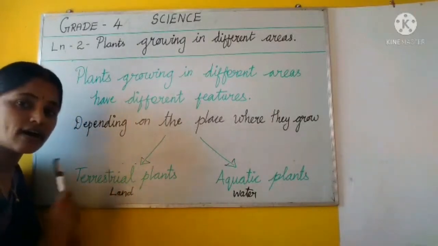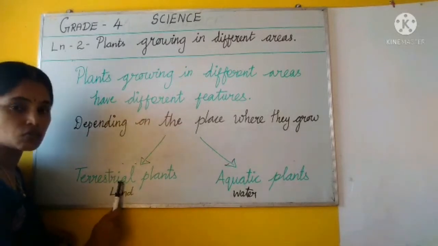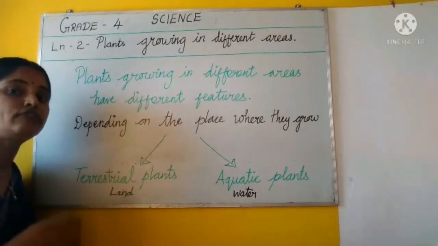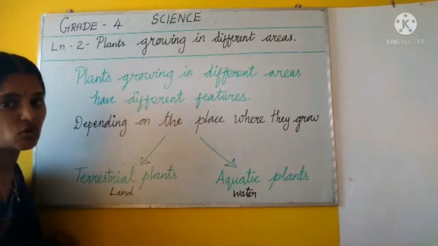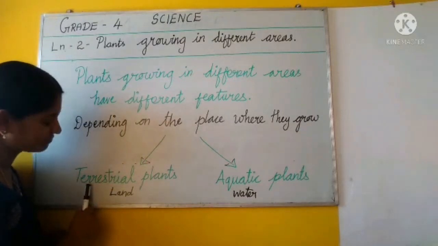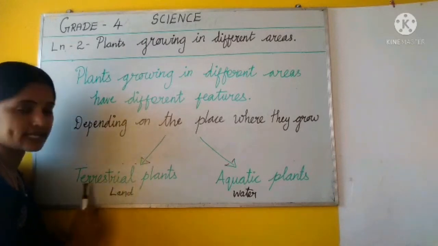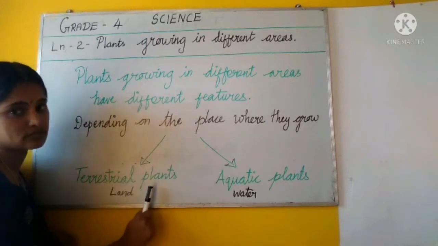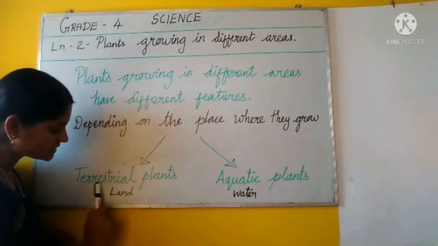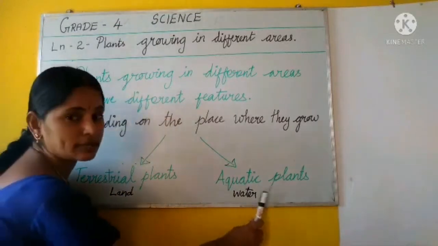Another word we can use for land is terrestrial. These are new words. When I say the words, you have to repeat after me, with the spelling. Terrestrial, T-E-R-R-E-S-T-R-I-A-L. Terrestrial plants. Terrestrial means land.